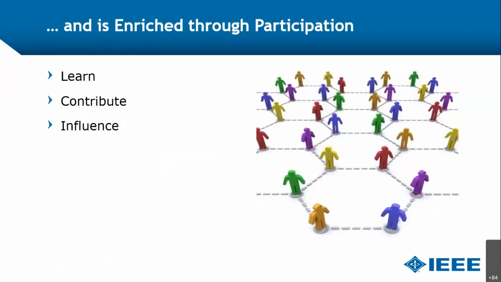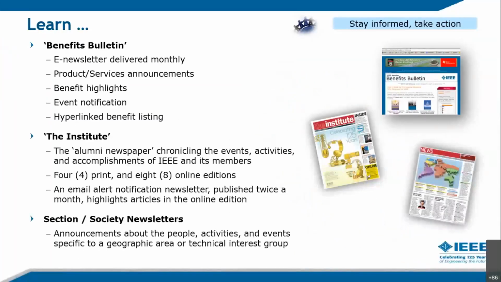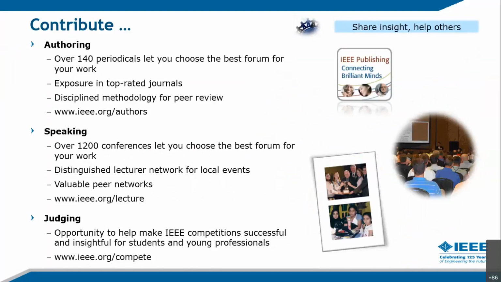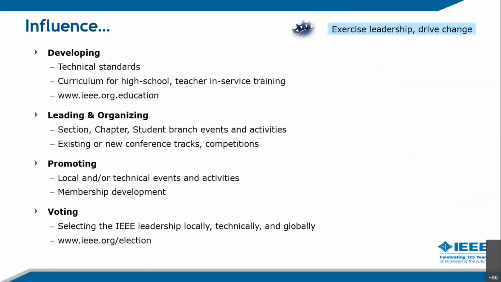Very quickly, we mainly focus on 3 things: learning, contribution, and influence. So we learn, then we contribute to society, and then influence. For learning, IEEE provides regular benefits bulletins. There are magazines, institutes, and then the societies and sections. They also have their specific newsletters, in every region as well. How can you contribute? You can join conferences, you can become a speaker, you can become a panel judge. And how can you influence? You can develop technical standards.